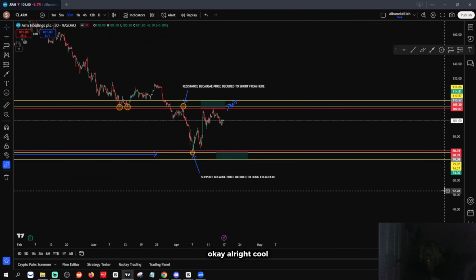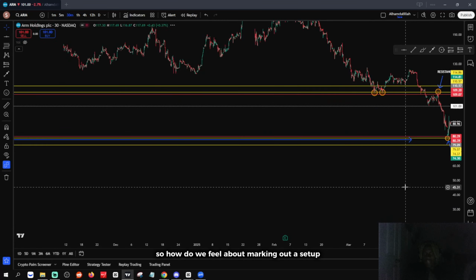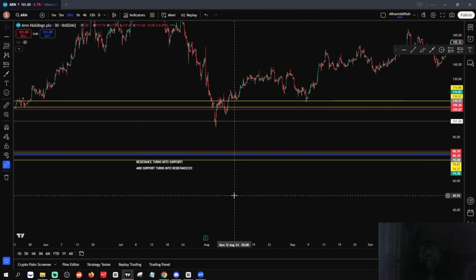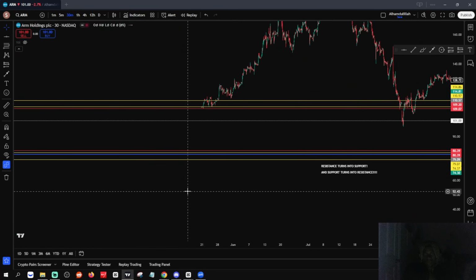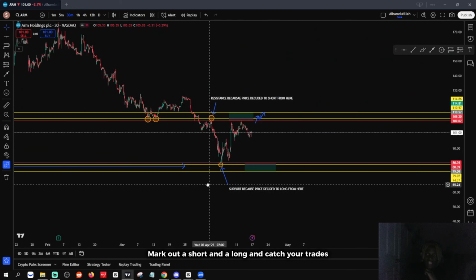Okay. All right, cool. So how do we feel about marking out a setup? Okay, cool. So I'm going to go ahead and pause the recording here. This is how to easily identify charts, mark out a short and a long, and catch your trades.